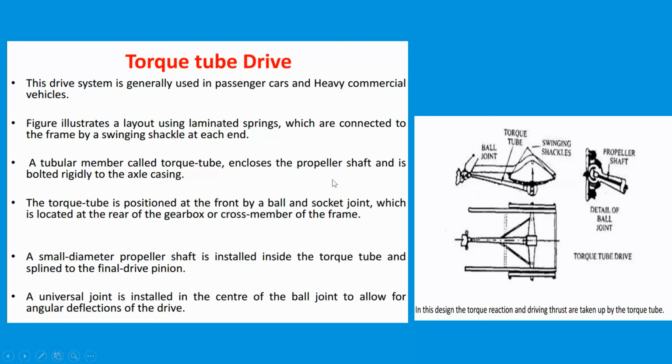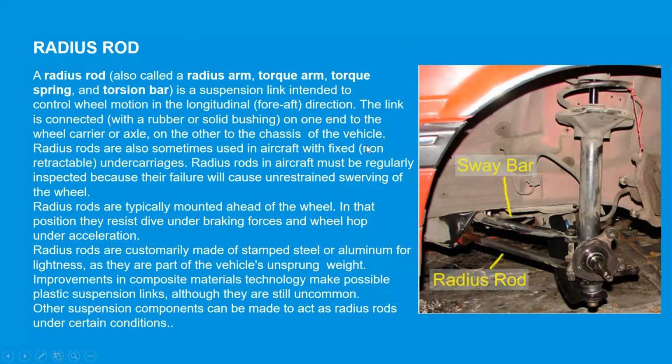Let's move to our next topic, that is the radius rod. The radius rod extends to control the wheel motion in the longitudinal direction. The link is connected on one end to the rear wheel carriage or axle and on the other to the chassis of the vehicle. Radius rods are also sometimes used in aircraft with fixed undercarriages. Radius rods in aircraft must be regularly inspected because their failure will cause understrain in the wheels.